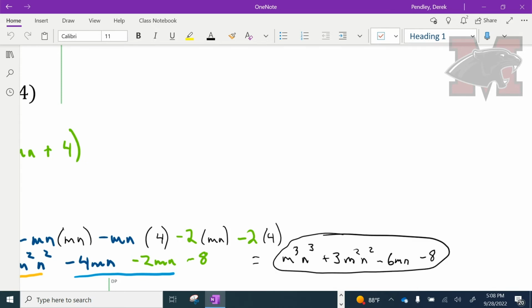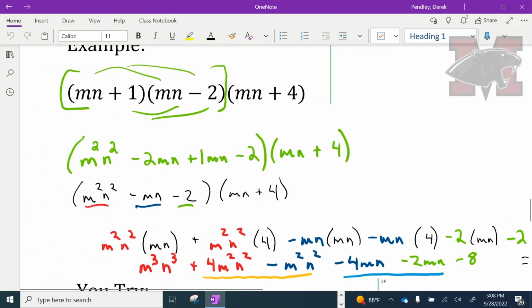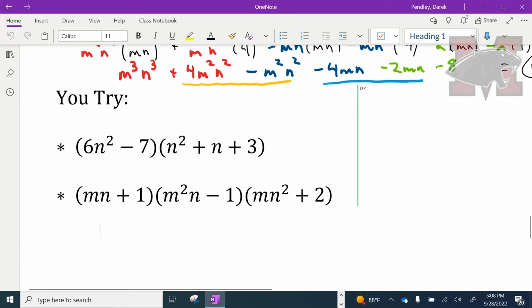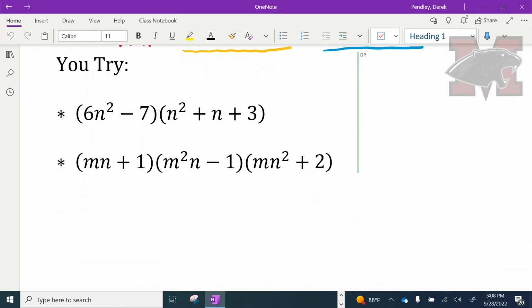All right, so what I'd like you to do now is try these on your own. Just like we did in the examples, I want you to multiply these polynomials. Ready, go.